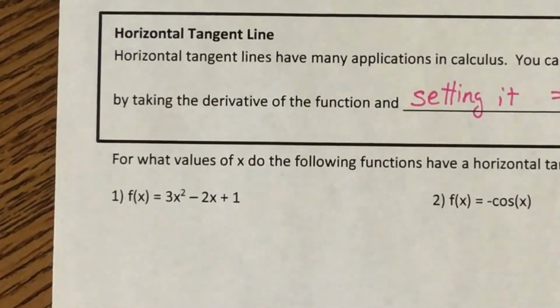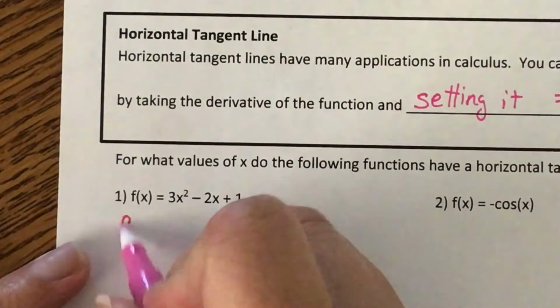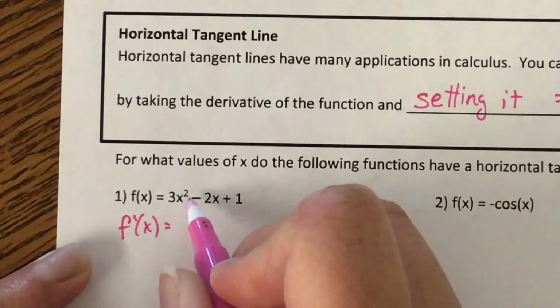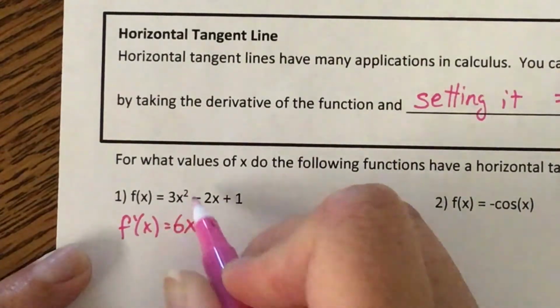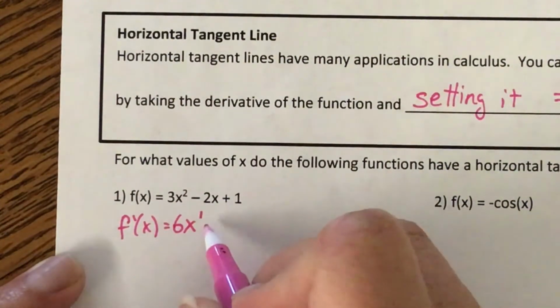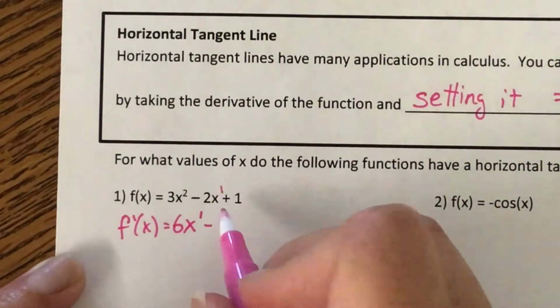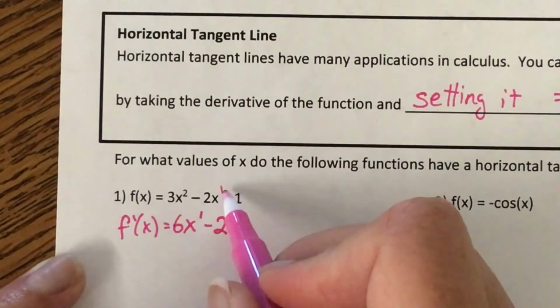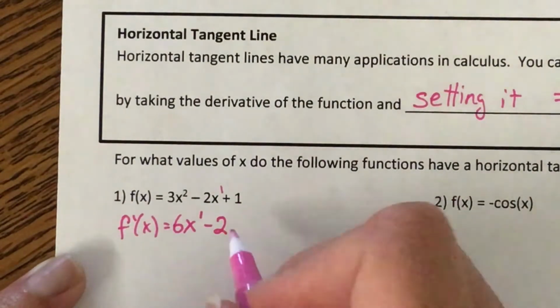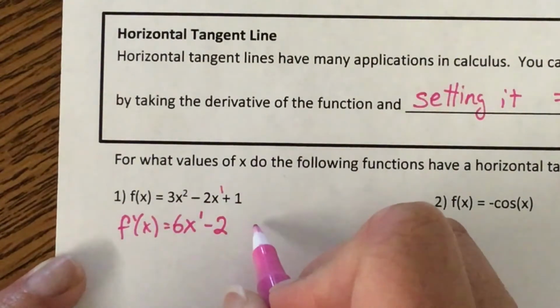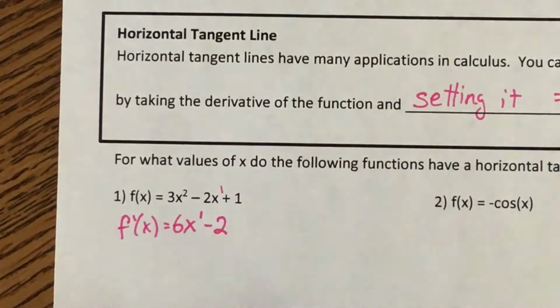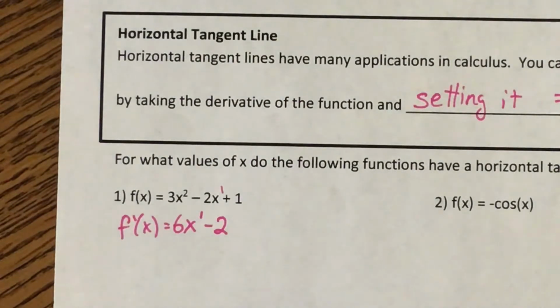So let's find the derivative. So f prime of x equals 2 times 3 is 6. X to the 2 minus 1 is 1. Minus, that's an x to the first, so 1 times 2 is 2. X to the 0 power, so that disappears. And then you could put a plus 0, but there's not really a point to that. Okay, so our first derivative, f prime of x equals 6x minus 2. All right, that's not so bad.